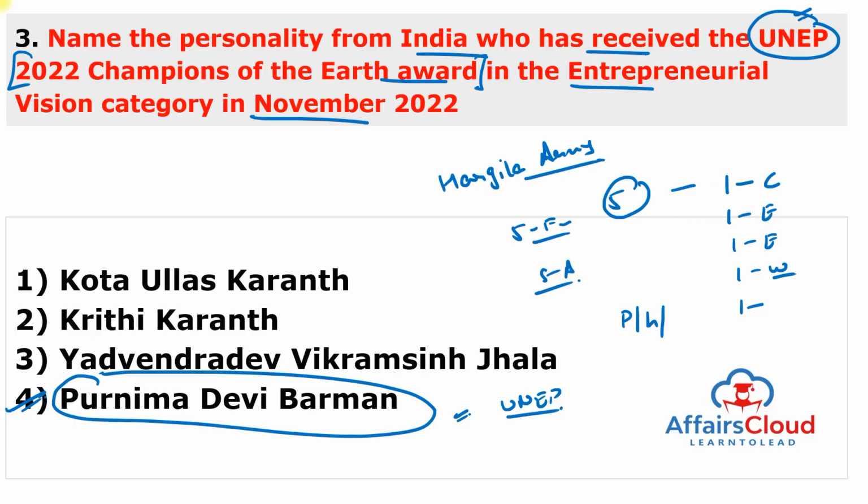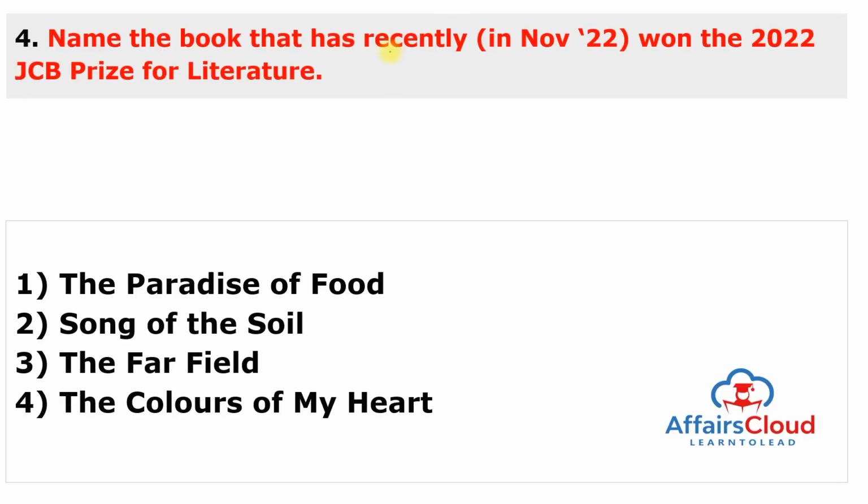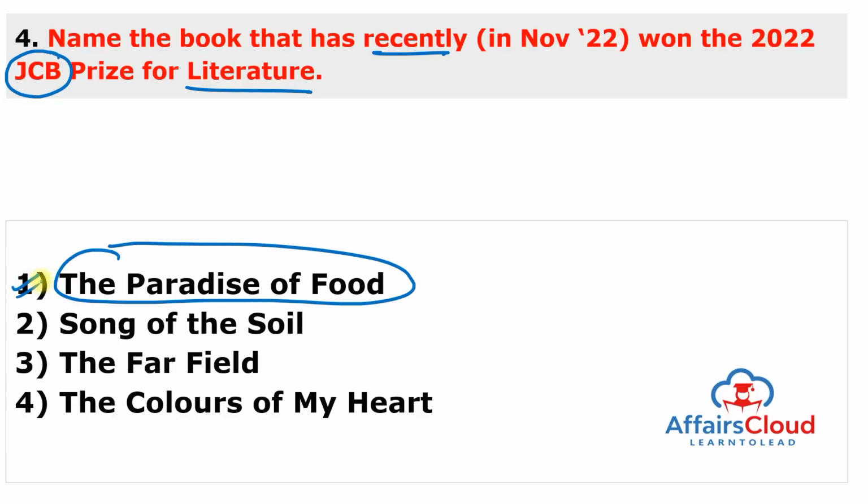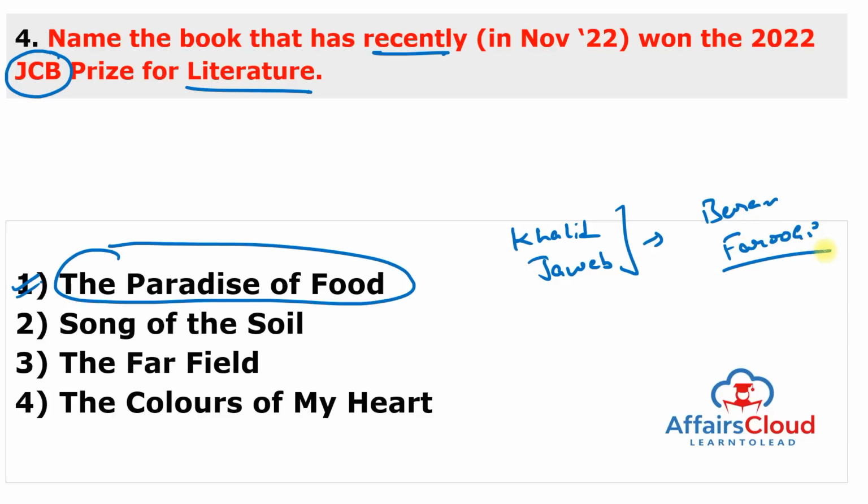Moving to next question. Name the book that has recently won the 2022 JCB Prize for Literature. Again, this is important question because we are talking about JCB Prize for Literature, and name of the book is The Paradise of Food. So answer of this question is 1. So The Paradise of Food, authored by noted Urdu writer named as Khalid Jawed. But this book was translated by Baran Farooqi from Urdu to English.